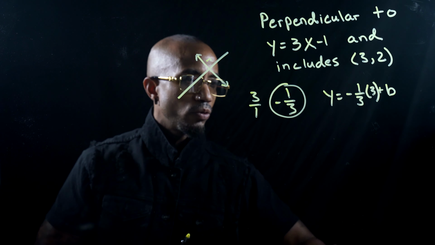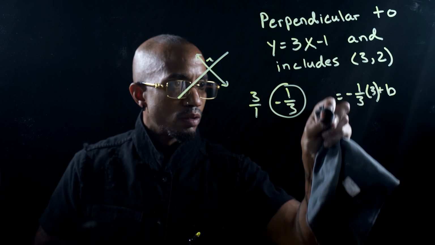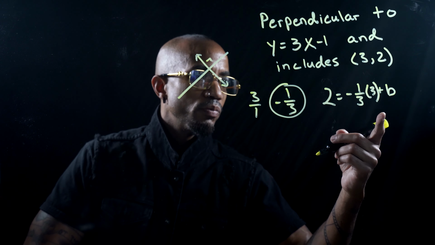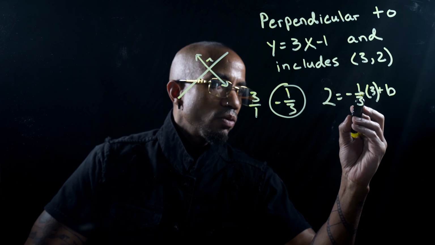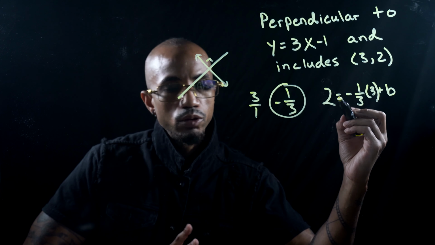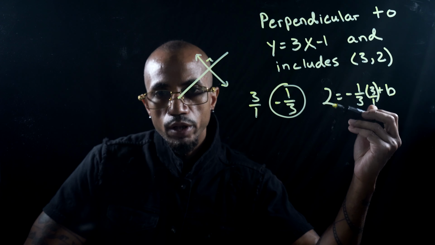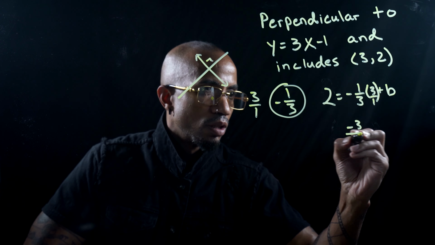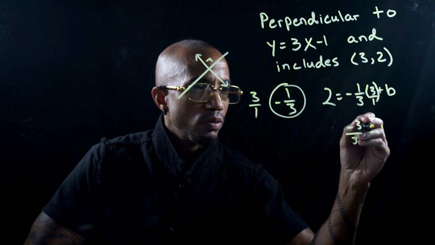And for y, I'm going to put in 2. Okay, now all we've got to do is solve for b. Let's work this out. Over here we have a negative fraction times a whole number. Nothing to worry about here. This is the same thing as 3 over 1, and then you just multiply fractions straight across. So that's negative 3 over 3, which is negative 1. There you go, negative 1.